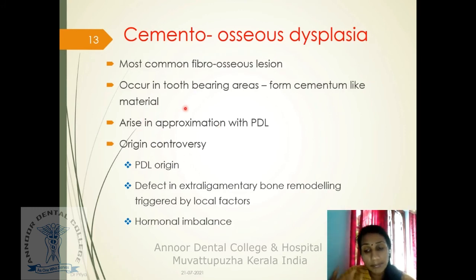Very common to the periapical region, especially associated with the periodontal ligament space, or it has approximation with the periodontal ligament. Now when you look at the origin for cemento-osseous dysplasia, it has a lot of controversies. So it could originate from the periodontal ligament, or it could be because of some derangement in the bone remodeling area, or there is a defect in the extraligamentary bone remodeling which is going to be triggered by local factors, or it could be because of hormonal imbalance.